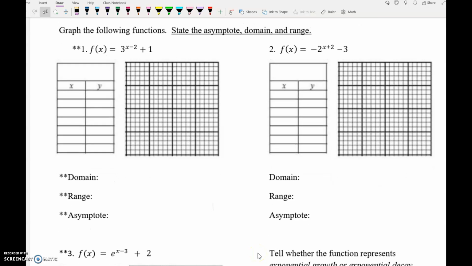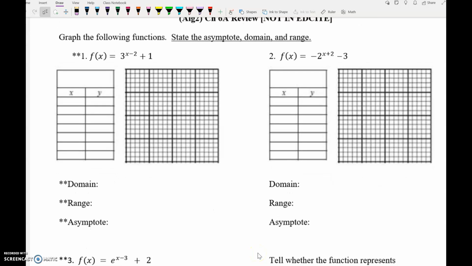On the actual test, I am not going to make you physically graph these problems. It is simply going to state the asymptote, domain, and range. So all you have to do are these three things down here. Remember, you're allowed to have a note card for this test. I would definitely put an example of one of these on the note card so that you remember. The big thing is the asymptote.